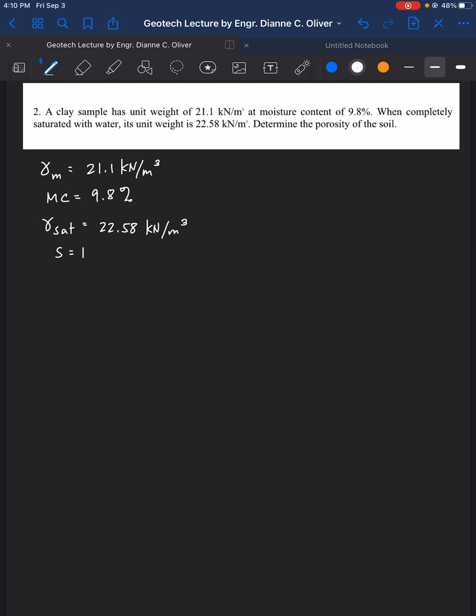So there's no other given here. We're looking for the porosity N. That means we need to solve for the void ratio E, just as I mentioned a while ago. Okay? So let's start with gamma M. Let's write the formula for gamma M.